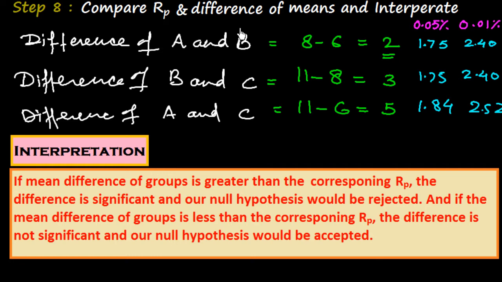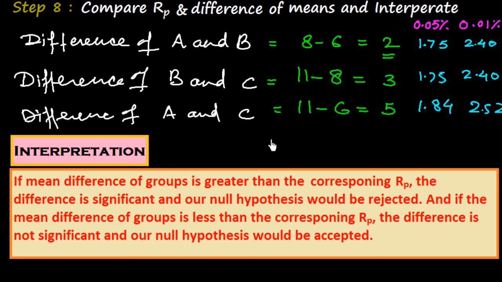Now look at how to interpret this. We have got all the mean differences: 2, 3, 5. The mean difference for groups A and B is 2, B and C is 3, and A and C is 5. And at 5% the RP for A and B is 1.75. For two groups it is 1.75, and for three groups, A and C, the difference of the smallest and largest mean includes all three groups. We get the value 1.84. At 1% you see 2.40, the same value, and here 2.52.